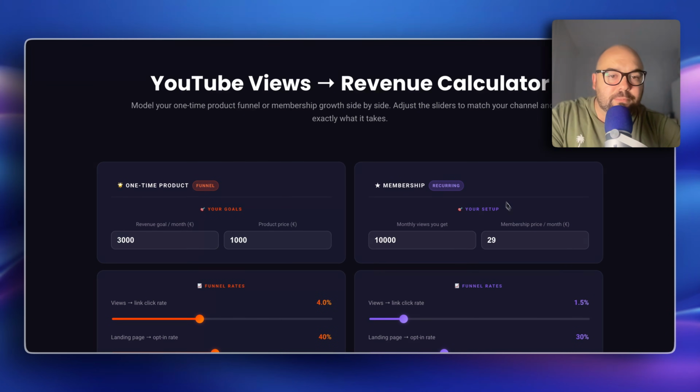And then we have a membership calculator with the recurring revenue monthly, right? Where the person is not paying one time, but you run a membership, maybe a school, community, maybe something else, and they pay you every month, right?